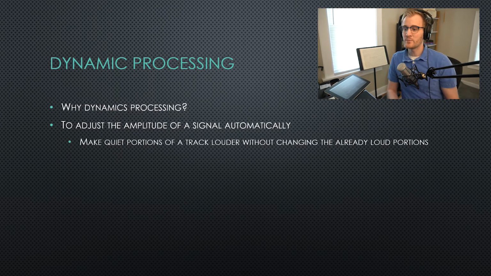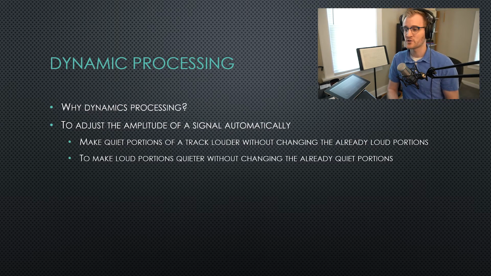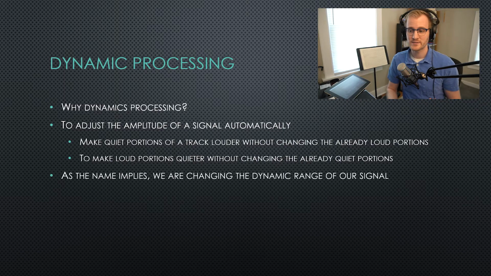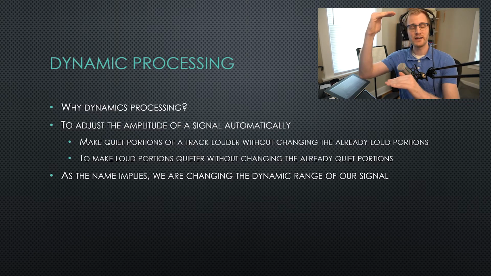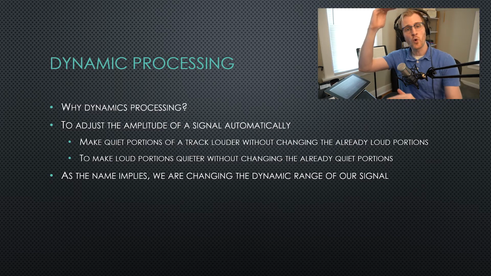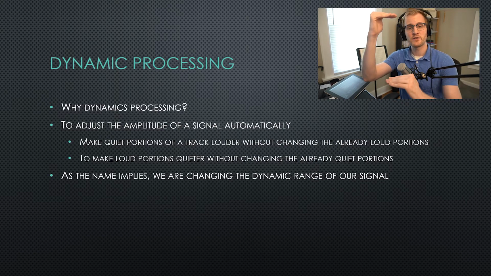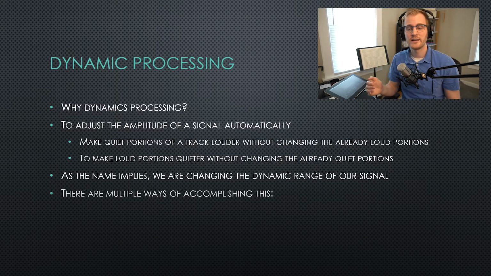We can make quiet portions of a track louder without changing the already loud portions, or we can make the loud portions quieter without changing the already quiet portions. It gives us some options where certain parts of the track change while other parts do not. As the name implies, we are changing the dynamic range of our signal. So the range between the loudest loud and the quietest quiet is going to either get squashed or increase depending on the type of dynamic processing that we are doing. If we're working with compression, for example, the range between the loudest sound and the quietest sound will decrease, hence the name compression. There are multiple ways of accomplishing this.